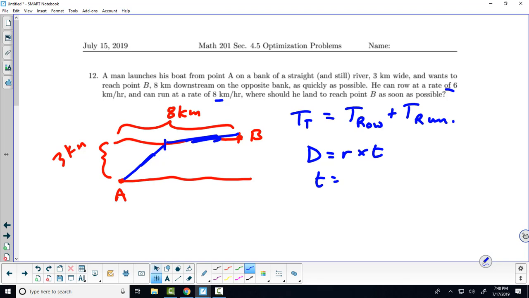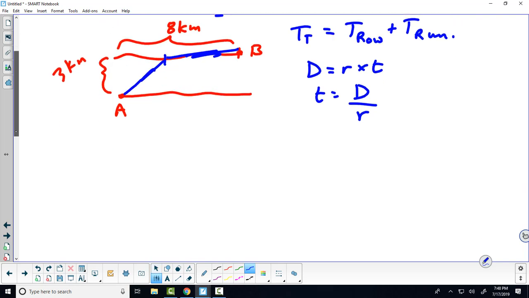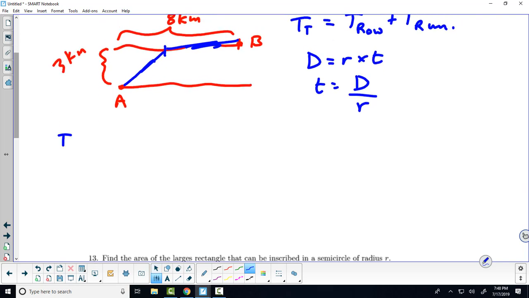That's supposed to be a D. It keeps coming out wrong. Distance over rate. Okay? Your time is equal to your distance over your rate. So that means that the total time that you spend is equal to the distance that you row over the rate that you row, plus the distance that you run over the rate that you run.